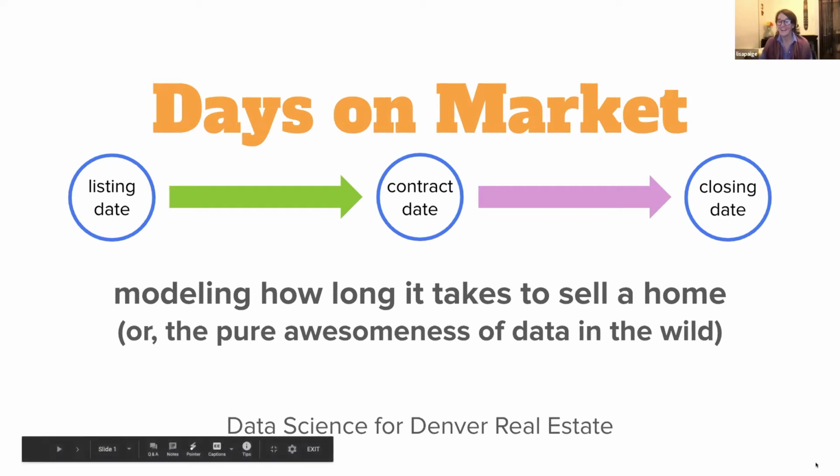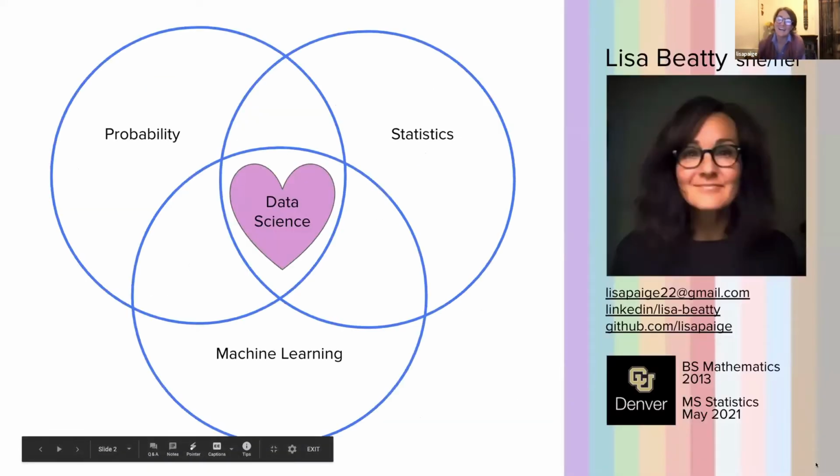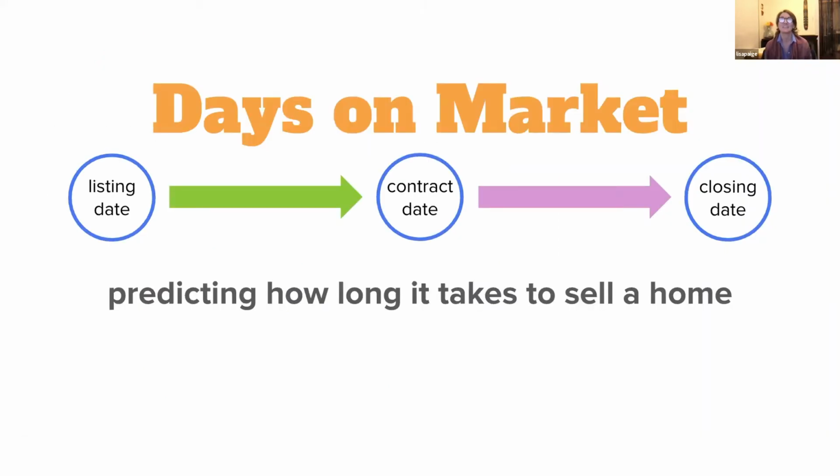Lisa. I get to talk to you about modeling how long it takes to sell a home. The days on market metric is the number of days between the listing and the closing. I'm going to break that up into two pieces: the time it takes to get a purchase contract and the time it takes to close that purchase contract.